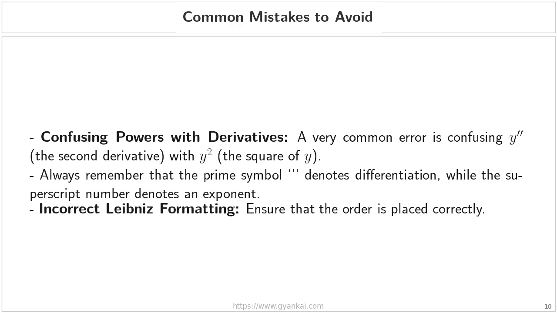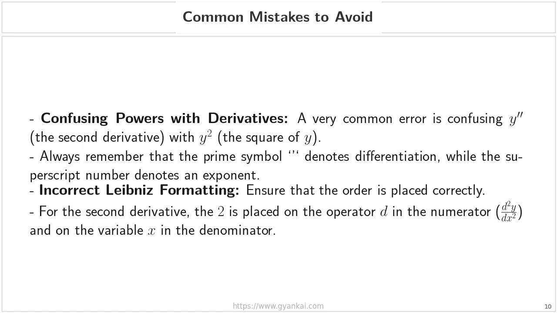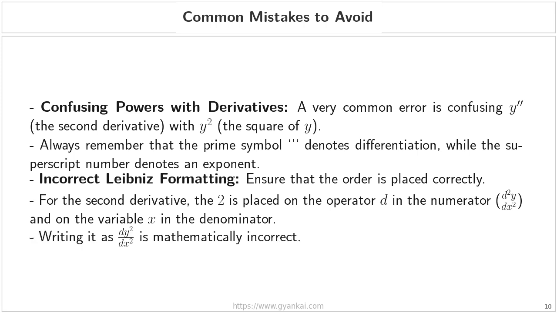Second, let's look at the Leibniz notation again. You must ensure that the order is placed correctly. When we are writing the second derivative, the number 2 must be placed on the operator d in the numerator, so it looks like d squared y, and also on the variable x in the denominator, so it looks like dx squared. If you were to write it as dy squared over dx squared, that would be mathematically incorrect, as it implies you are squaring the function y rather than differentiating it twice.